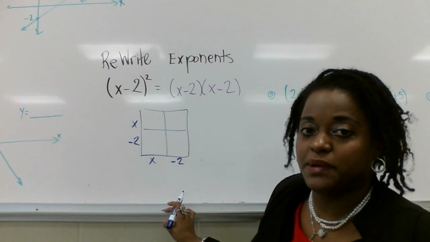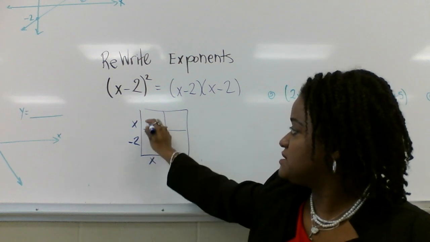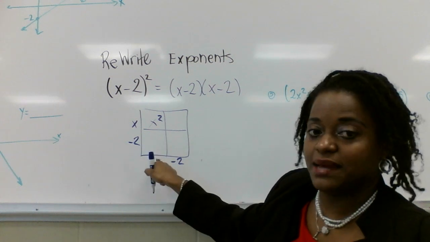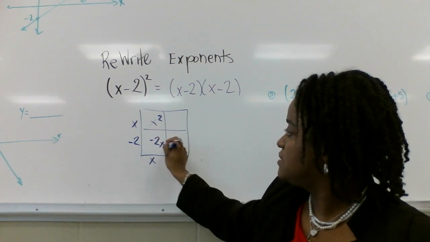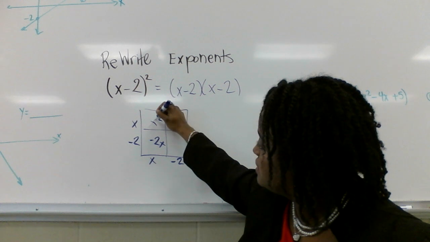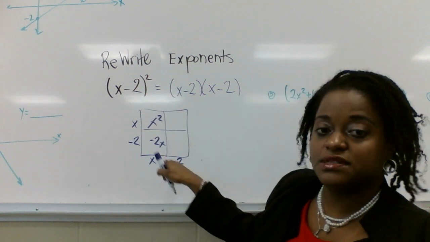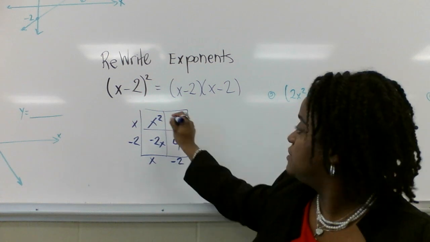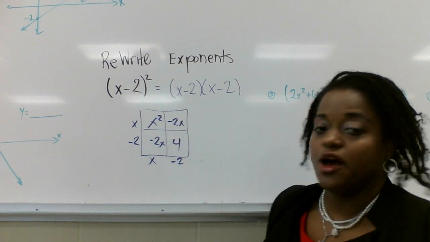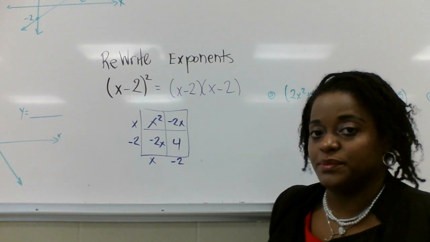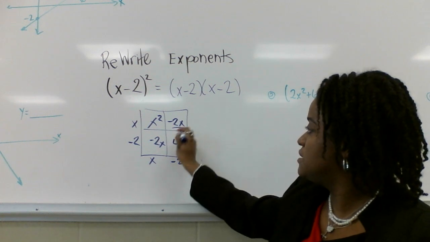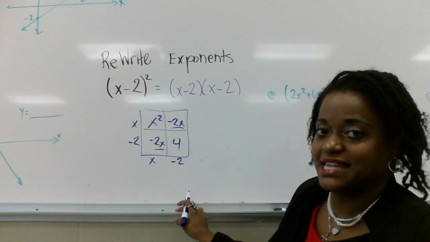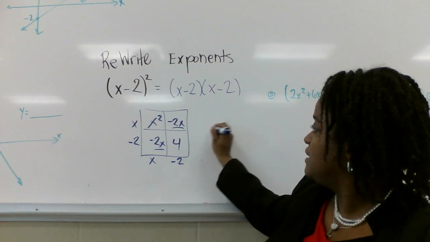Okay, and now we multiply what's inside. x times x, negative 2 times x. Can you see that x right there? Negative 2 times negative 2, x times negative 2. Okay, now let's look for some common terms or like terms. That's negative 2x and negative 2x. They will combine.